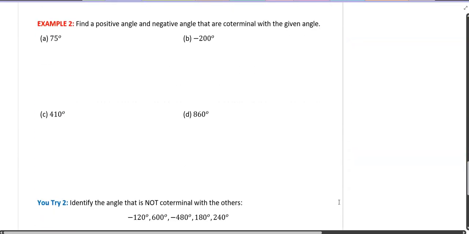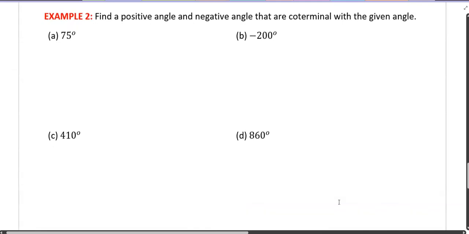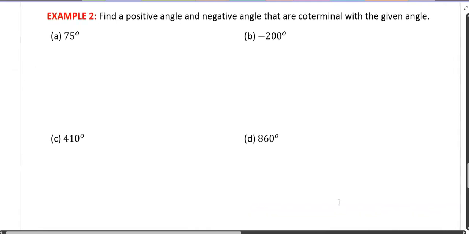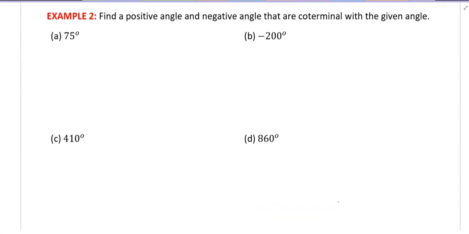So let's try this out. In example 2, I'm going to do letters A and C with you, and then I'll have you pause to try the others. We have 75 degrees. They said find one positive and one negative angle that are coterminal. So I'm going to take my 75 degrees and add 360 degrees to it. And I'm going to take my 75 and subtract 360 from it.